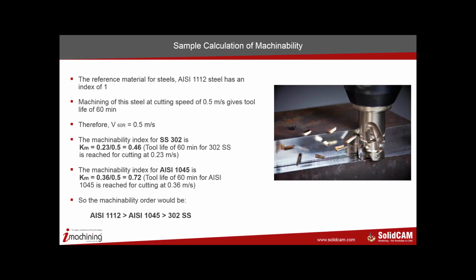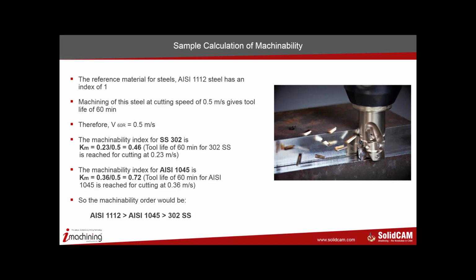We use this formula by having a reference material. A reference material in case of steels, any kind of steel, is AISI 1112, which has an index of 1. Machining of this steel at a cutting speed of 0.5 meters per second gives us a tool life of 60 minutes. So our V60R is 0.5. So this is our reference.